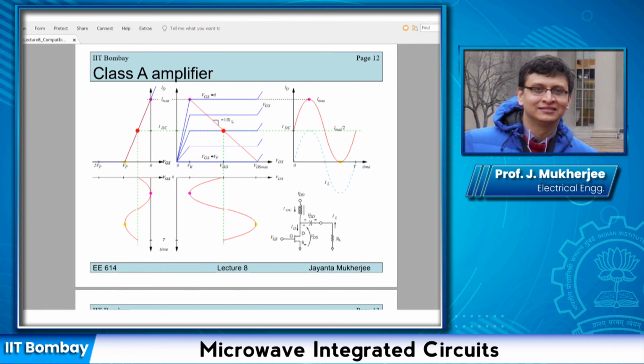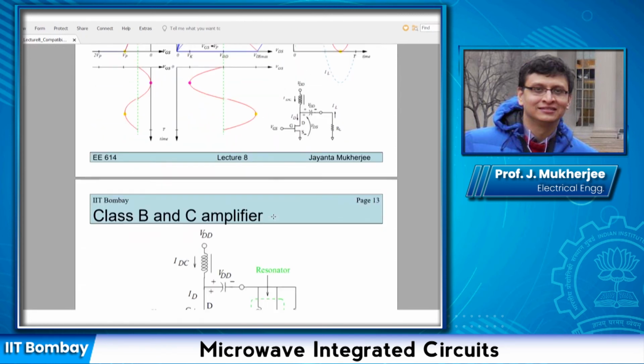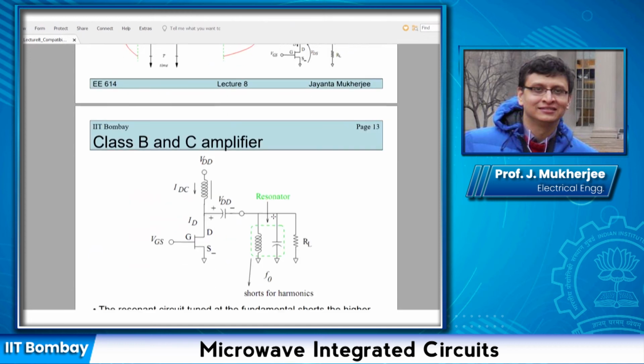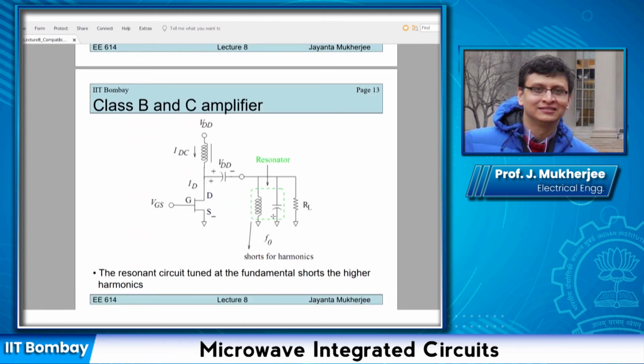So in a class A amplifier, what do we see? The input is a sinusoid, the output is also a sinusoid, and the voltage across the drain to source terminal is also a sinusoid. Let us now see a class B and C amplifier.